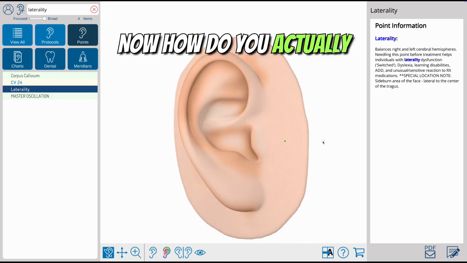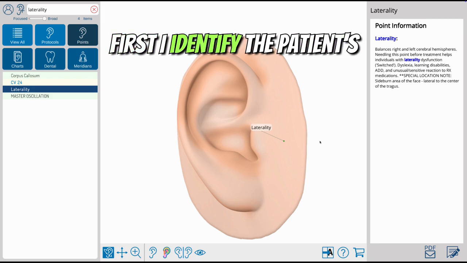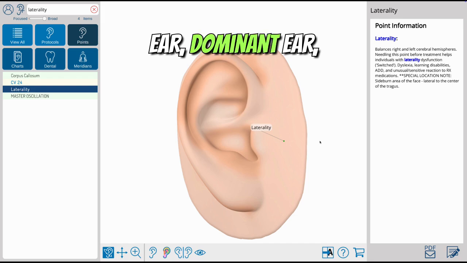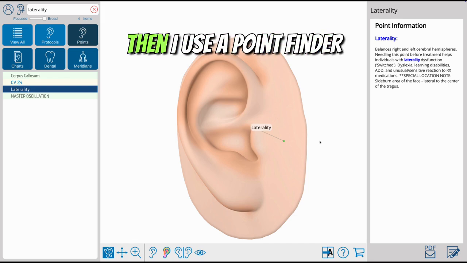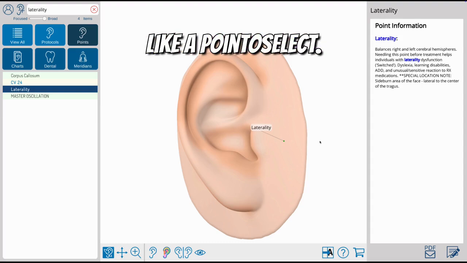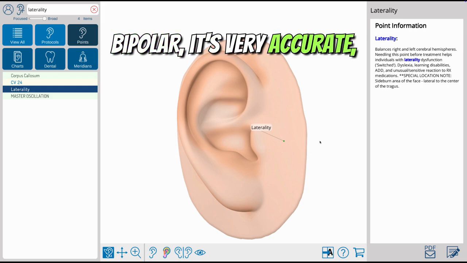Now, how do you actually find laterality? Well, here's how I do it. First, I identify the patient's dominant ear, right for right-handed, left for left-handed. Then I use a point finder like a Pointo Select. It's my favorite because it's bipolar, it's very accurate.